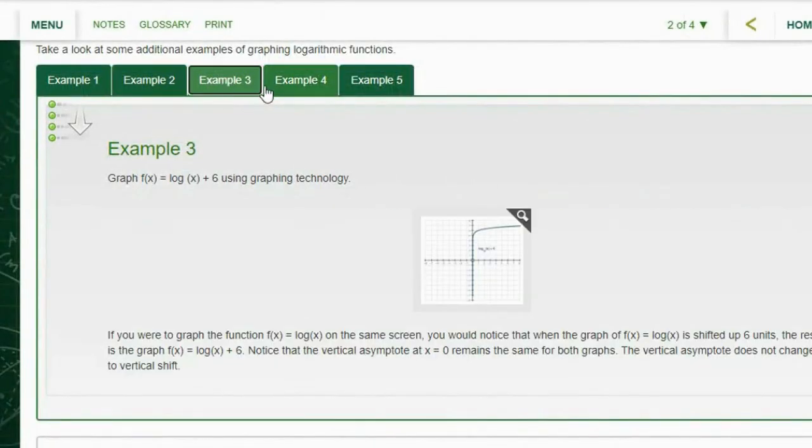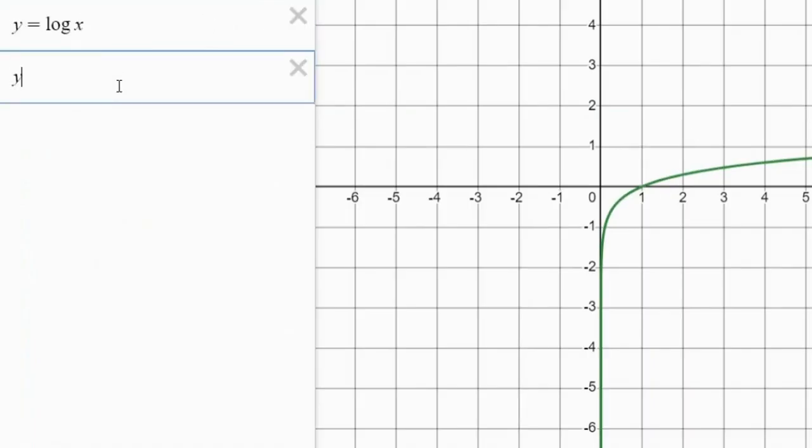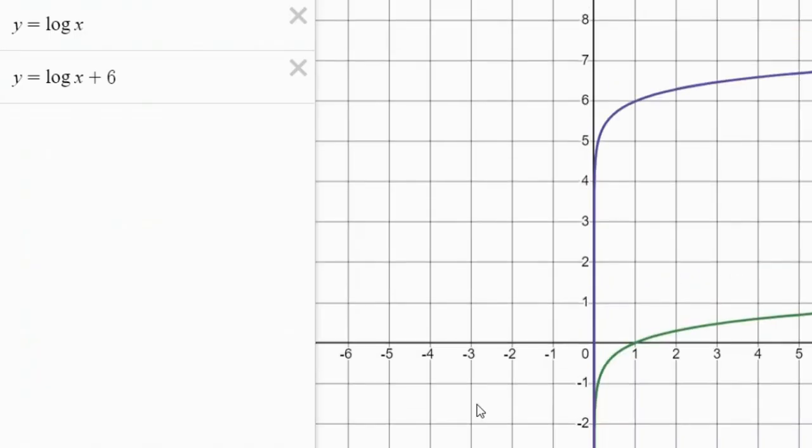All right, example 3. Graph log of x plus 6. The plus 6 is on the end now. Okay, so we got log of x. Let's do y equals log of x, plus 6. Oh, looky there. Exactly what we would expect. When we add a number to the end of the equation, not in parentheses with the x, just added onto the end of the equation, that will shift it up.